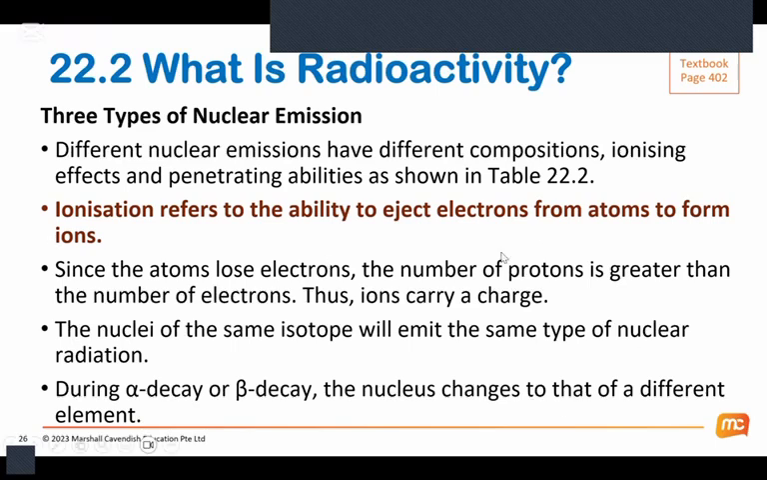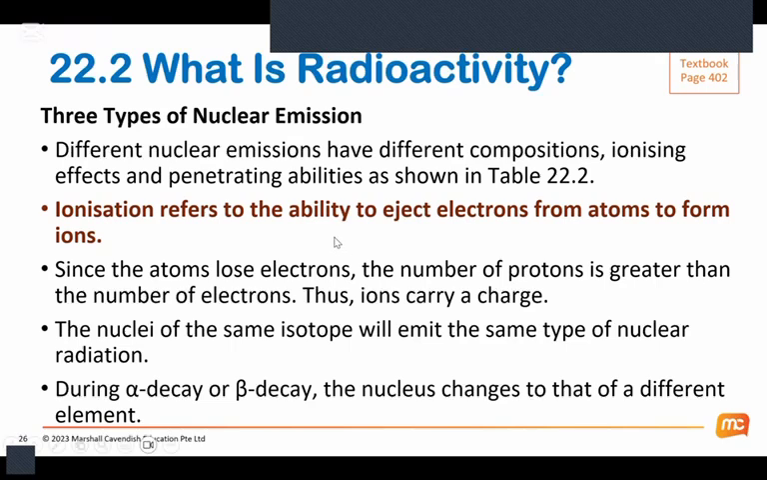Okay, so this is the part that I talk about. They are all called ionizing radiation, because they all have the ability to knock out electrons from atoms to form ions. So when all these alpha, beta, gamma pass through the air, they can actually knock out electrons from the air particles. So the air particles become charged, positive charge and negative charge.